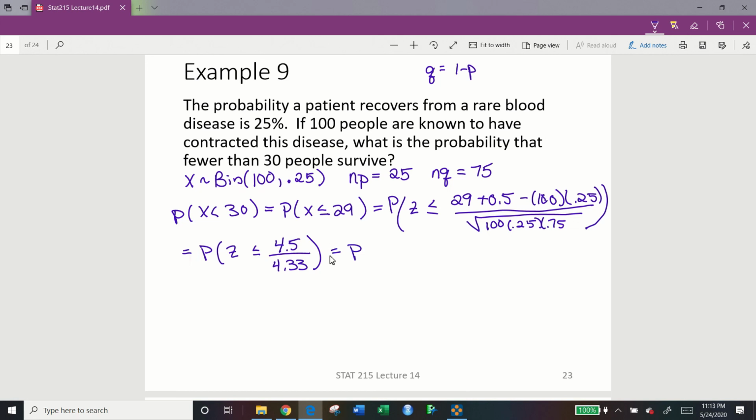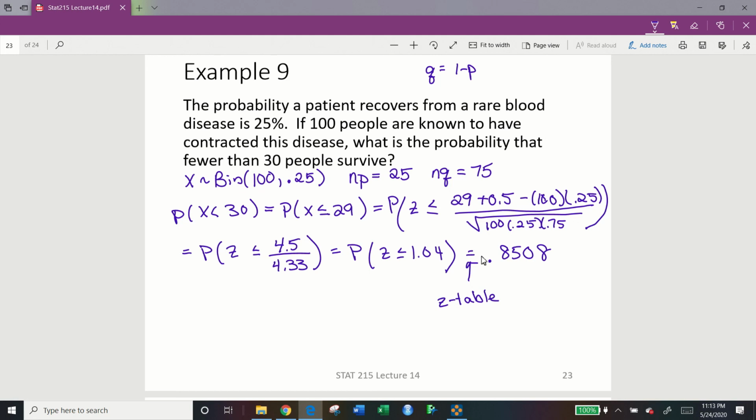This is going to be equivalent to the probability of z less than or equal to 4.5 over 4.33. So simplifying one more time, this is going to be the probability of z less than or equal to 1.04. If we check the z-table for 1.04, we will get 0.8508.